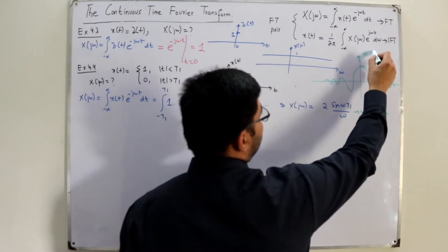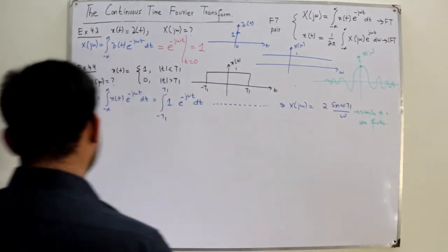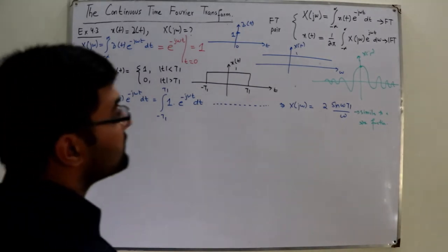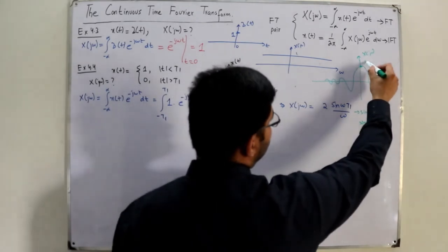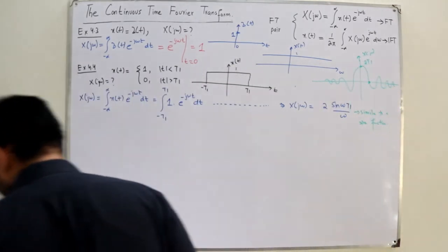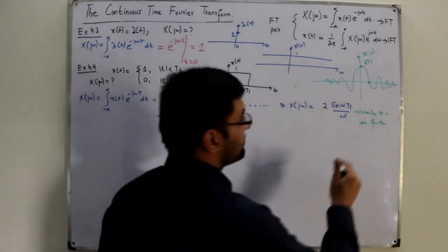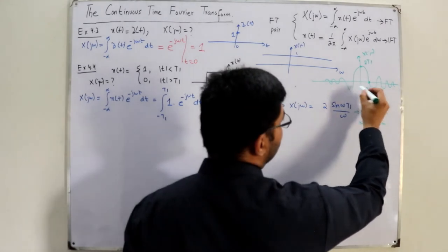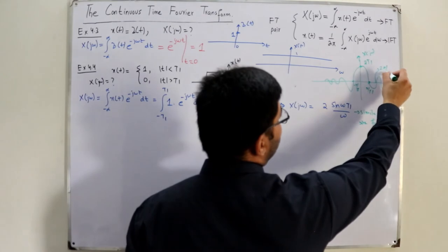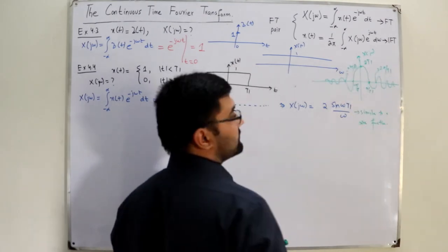So if I write it like this, this would be omega upon t1, right? This would be 2t1, or whatever this value is, you know it. The crossing would be at integral multiples of pi by t1. So this first crossing would be at pi by t1. This would be at negative pi by t1. The second would be at 2 pi by t1. This would be at negative 2 pi by t1. And you know this very well, better than me.